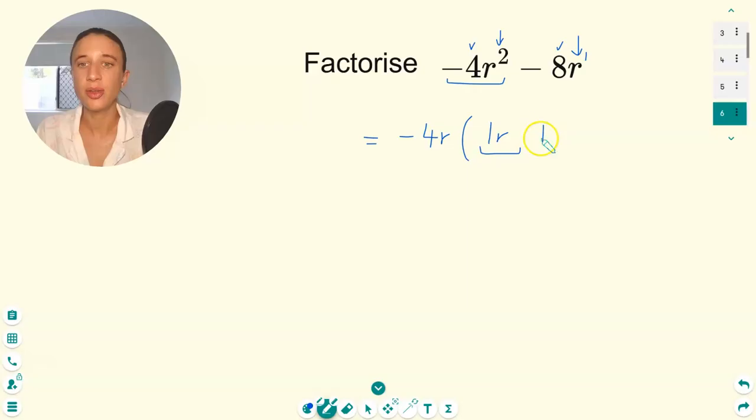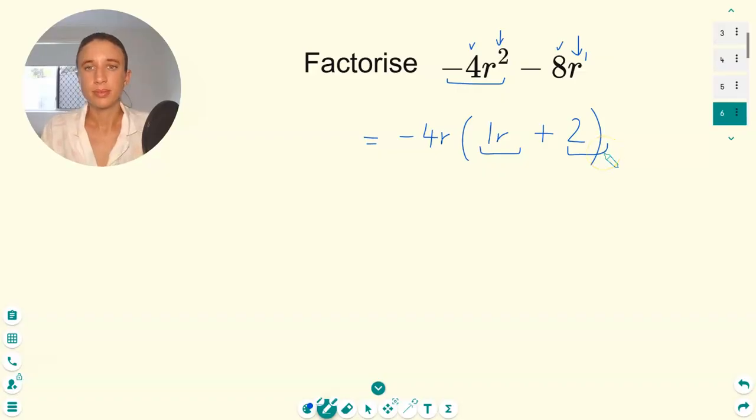Then let's add in our other one. Negative 4r times what gives me negative 8r? Well, negative 4 times 2 gives me negative 8. r times 1 gives me r. And then you do your check step.